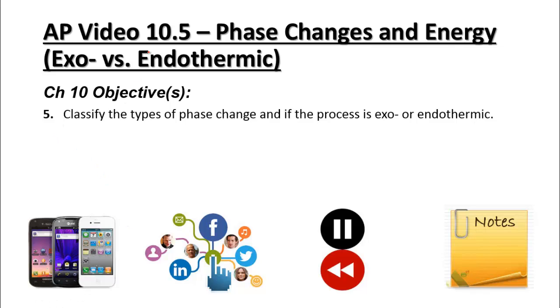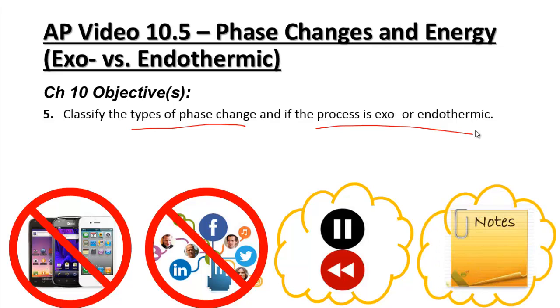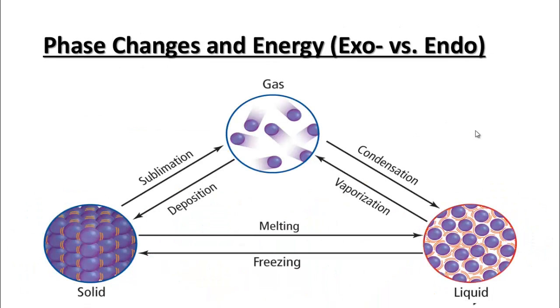Alright, welcome back. This is AP video 10.5, looking at phase changes and energy processes. Main objectives are to classify the 6 phase changes and then be able to identify if they are an exo or endothermic process. Get yourself ready, pause, rewind as you need to. Let's go.